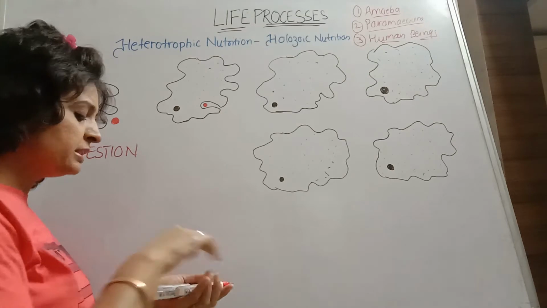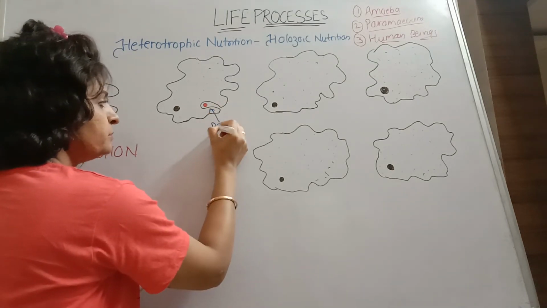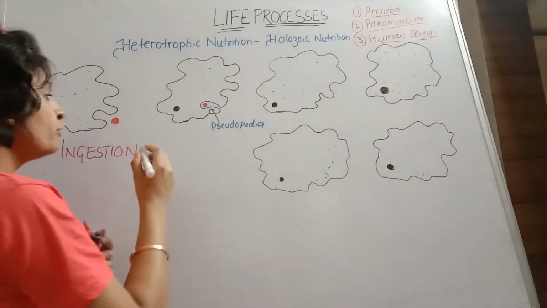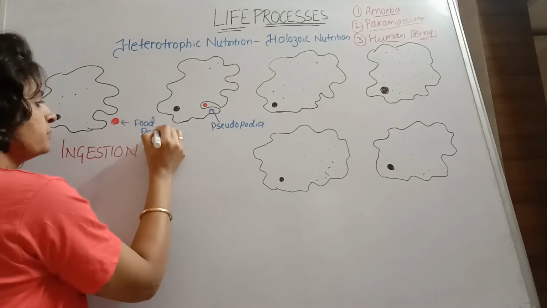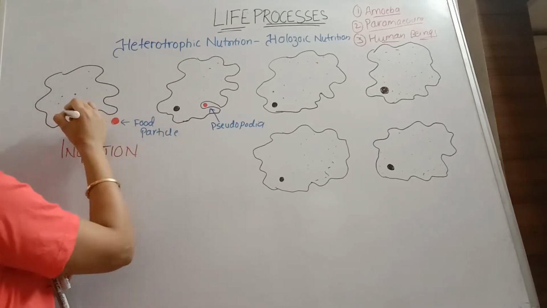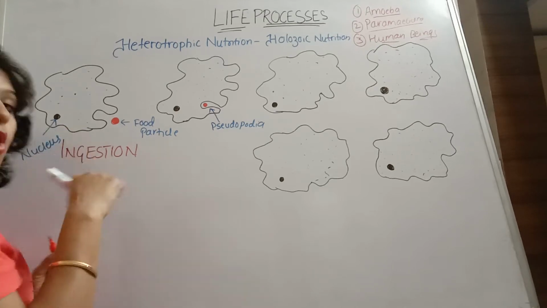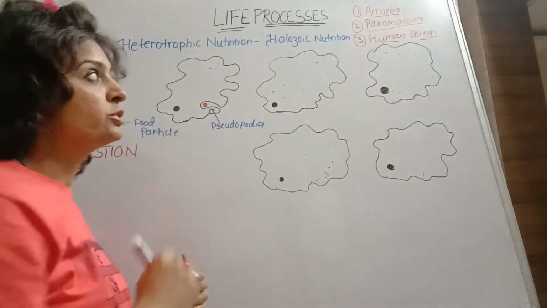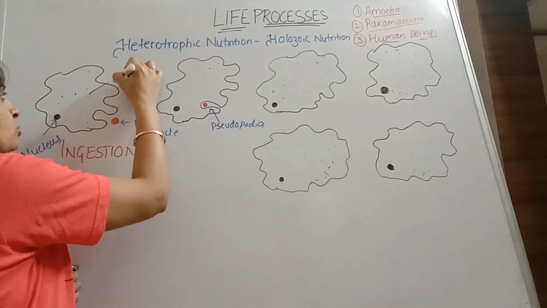Here you can see the pseudopodia, they have been extended. This is the food particle. This is the nucleus of the amoeba. All this you have to mark when you will be drawing the diagram of this particular nutrition process. This is the cytoplasm.